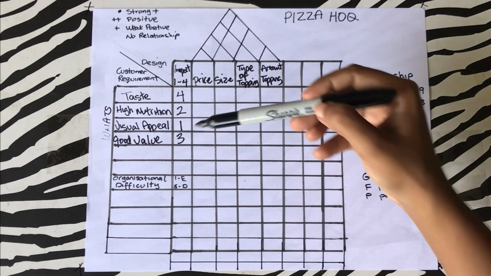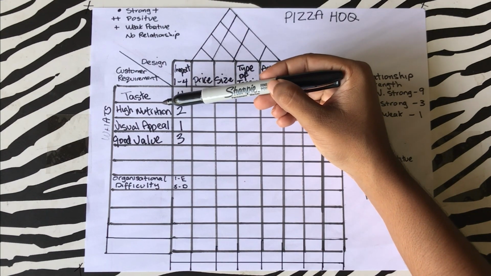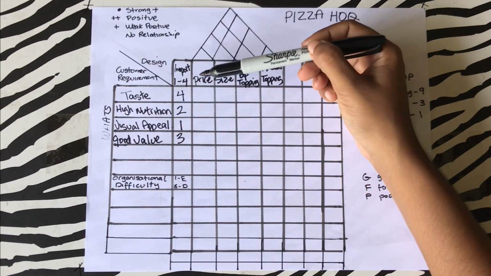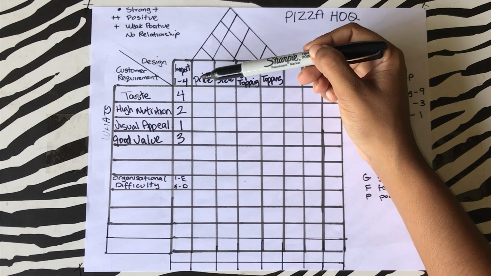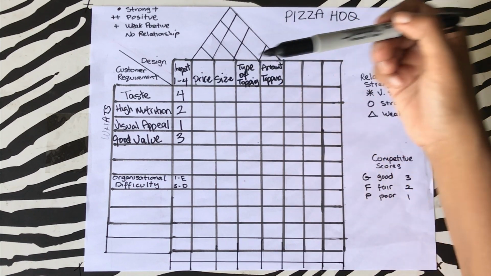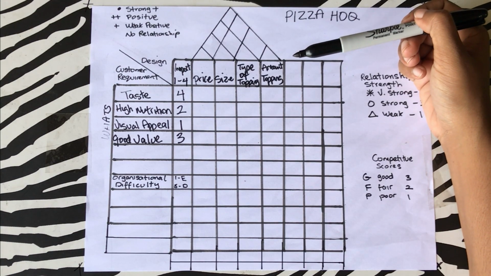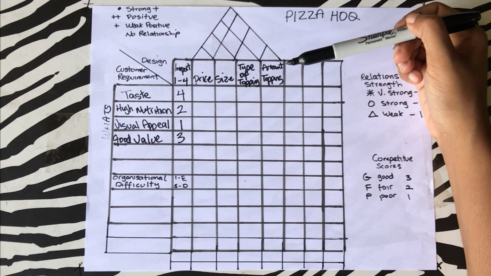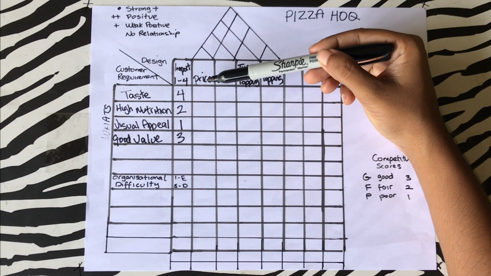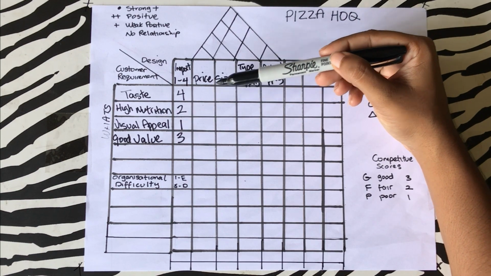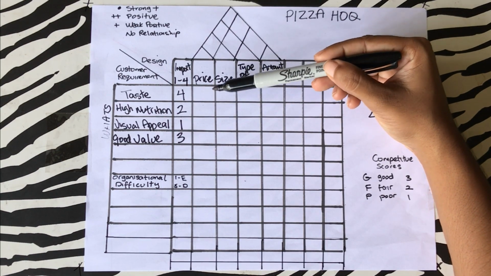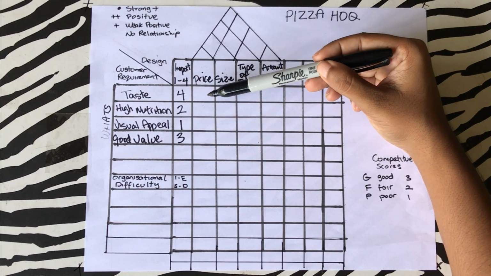So let's look at the first one, taste. Is taste related to price? Is it correlated to price? All right, so maybe not. I would say that taste is all about ingredients and maybe the skills of the chef and whatnot. So this could also be argued, but in the interest of time I will just say no relationship, so I'll leave it blank.